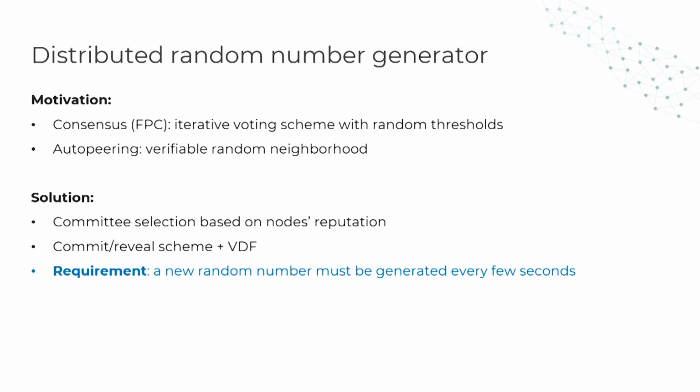So how to generate this random number? We basically want to build a committee, and this committee could potentially use a commit-reveal scheme plus a VDF. The problem with this approach that we are currently working on is that we need this number quite frequently, and this random number should be generated every few seconds in order to have a low latency in the consensus protocol. So right now, we are also investigating other solutions, but this is a potential task to be explored more.